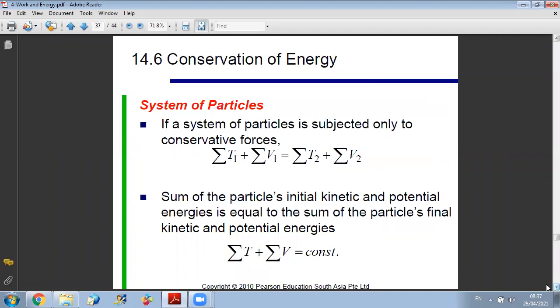And of course, in case I have a system of particles, then I can write that the summation of kinetic energies at state 1 plus the summation of potential energies at state 1 will be equal to the summation of kinetic energy at state 2 plus the summation of potential energy at state 2.